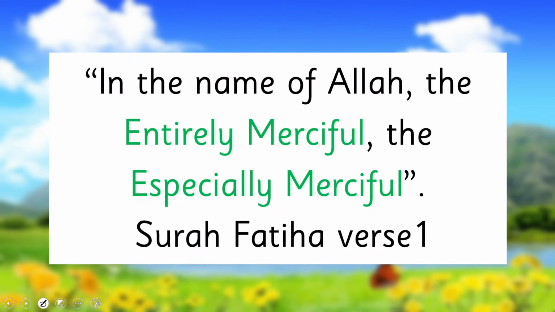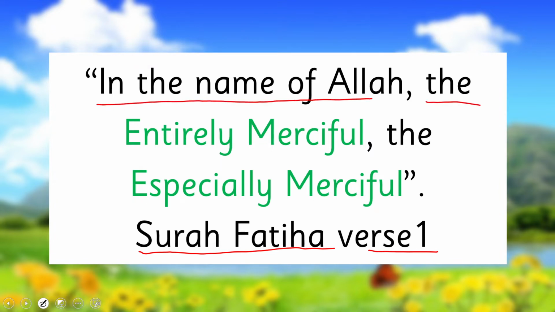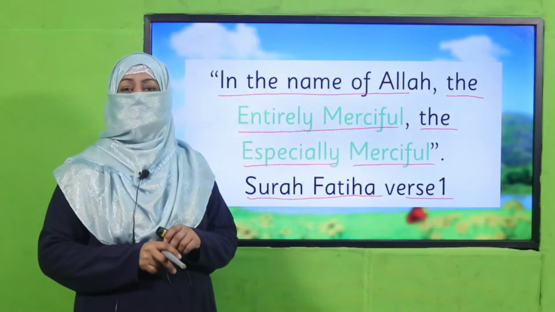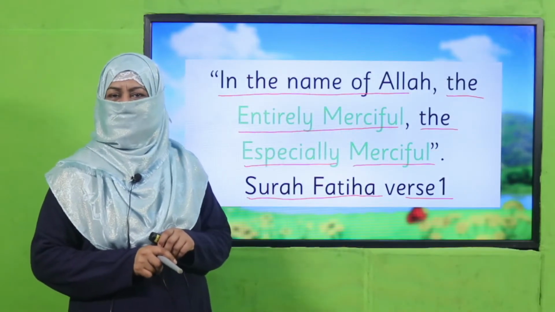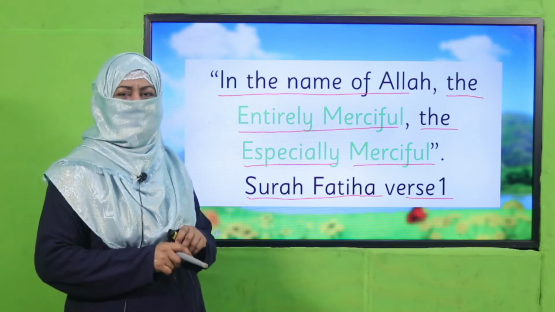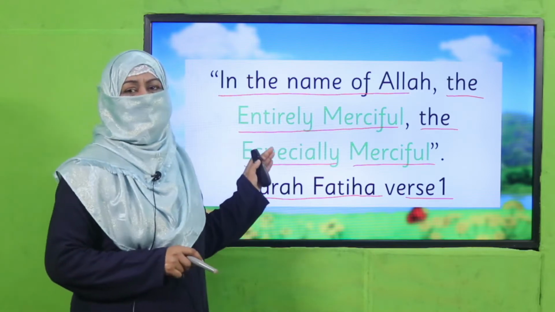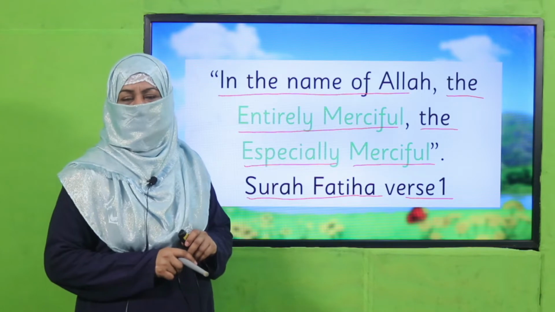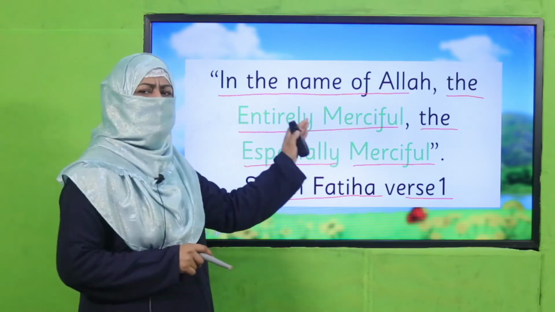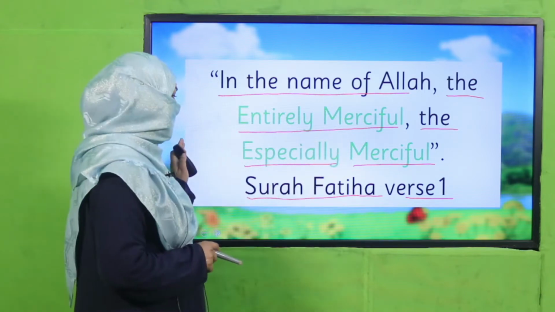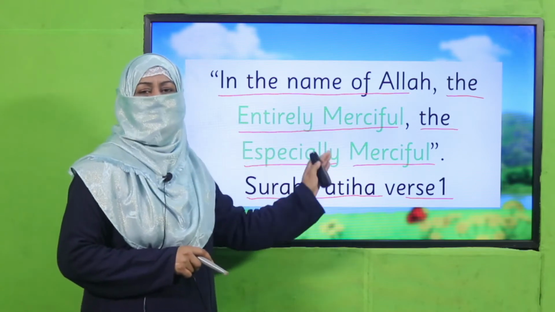Let's start with the name of Allah subhanahu wa ta'ala. Allah mentions in Quran, Surah Fatiha, verse 1, in the name of Allah, the entirely merciful, the especially merciful. Subhanallah. Yes, my dear students, this beautiful verse is the opening verse of Quran, the first verse of Quran. And what is it telling us? It is telling us the attributes of Allah subhanahu wa ta'ala. Allah subhanahu wa ta'ala is entirely merciful, and Allah subhanahu wa ta'ala is especially merciful.